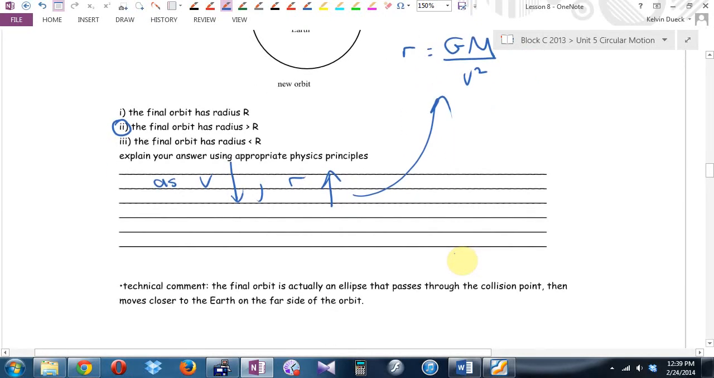Technical comment. This orbit would probably actually be an ellipse that passes through the collision point and then moves closer to the Earth on the far side of the orbit. We're treating all of our orbits as nice circles because that's what we've got to deal with right now. Like many other things, Peter, what I've taught you this year, this unit, is technically wrong, but close, close.